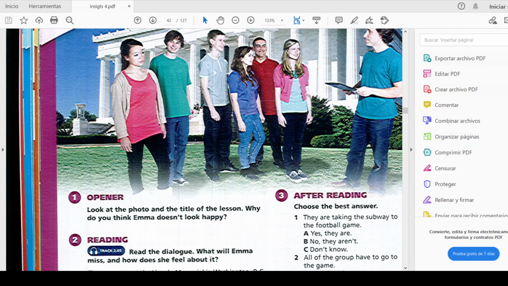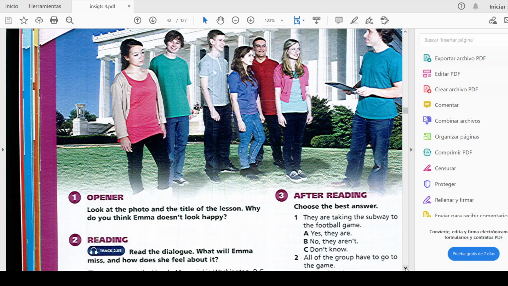As you can see here, we have a picture, and we're going to do the first exercise. That's the opener. It says, look at the photo and the title of the lesson. Why do you think Emma doesn't look happy? Why do you consider that this lady, Emma, doesn't look happy? I don't know. So you are going to just think about it, okay?